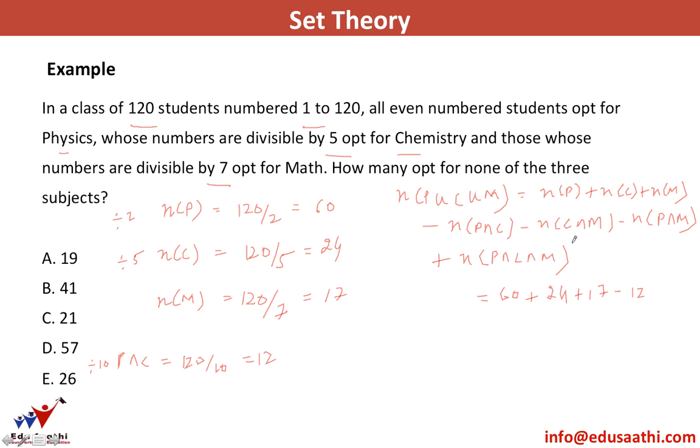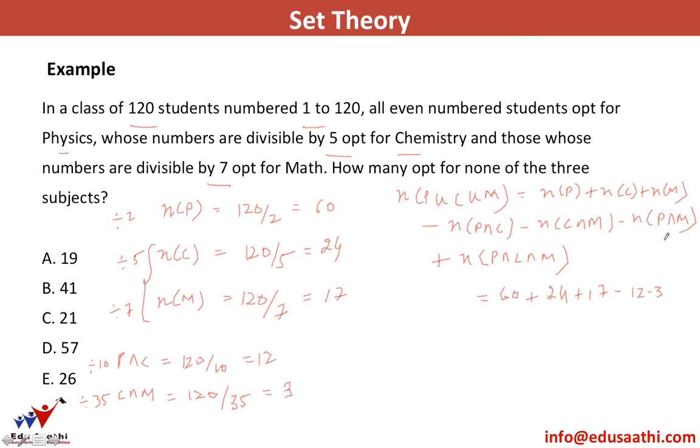Now I have C intersection M. C was divisible by 5 and M was divisible by 7. So C intersection M would be divisible by both 7 and 5, so divisibility by 35. So the number of elements here would be 120 divided by 35. The quotient here is going to be 3 because 35 threes are 105. So I have C intersection M here, and I'll write a minus 3 here.